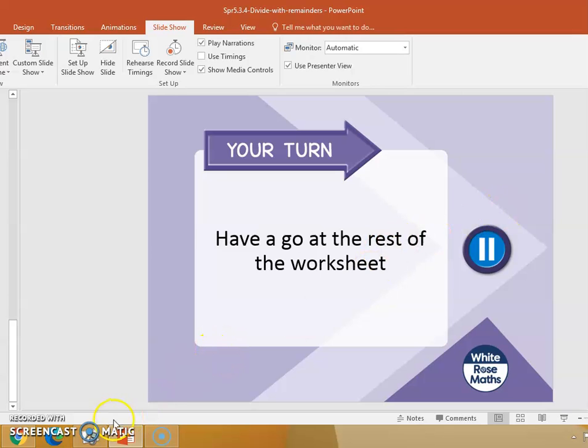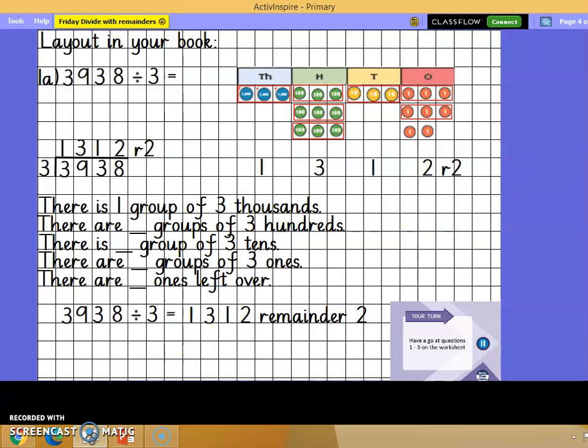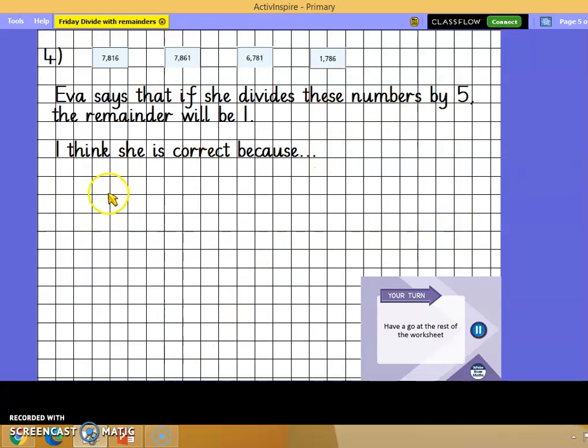And I would like you, please, to lay it out like this. For example, record the numbers. Eva says that if she divides these numbers by 5, the remainder will be 1. I think she is correct because think back to what we just learned about when we divide by 5. How will we know whether the remainder would be 1 looking at these 1's columns? How do you know she would be correct? Have a go at the rest of the worksheet.